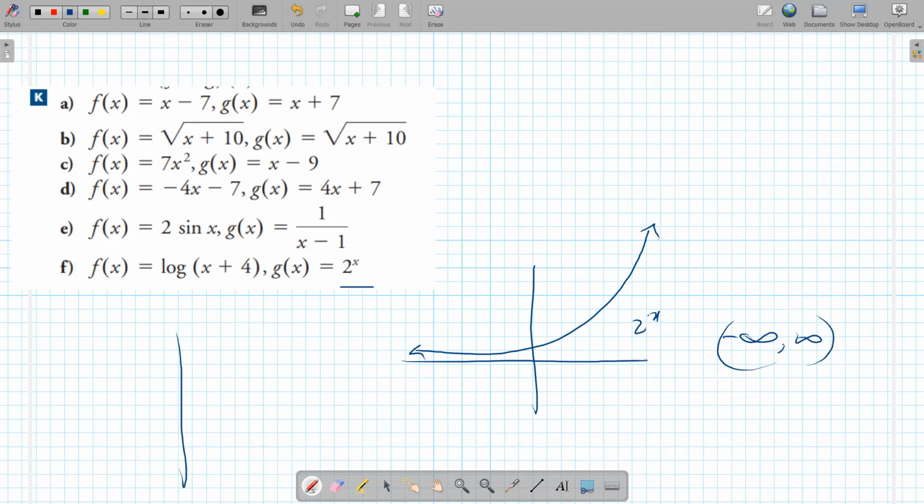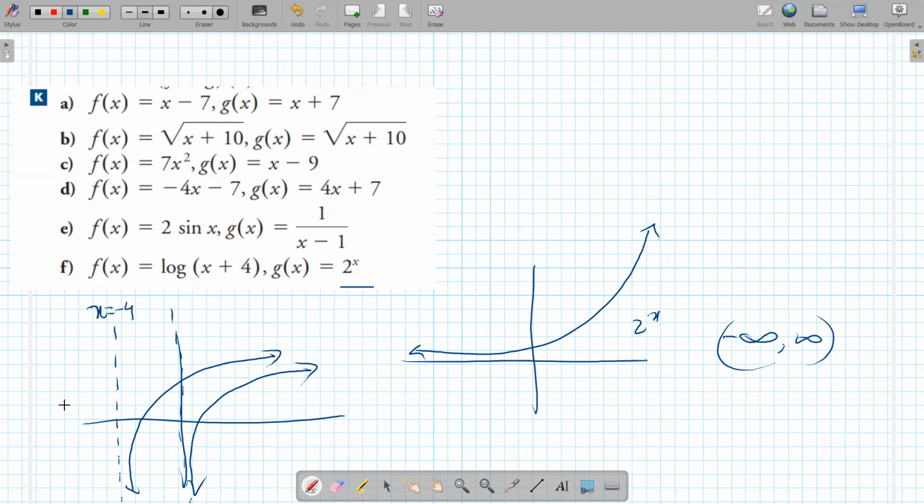Log x plus 4. This is what log looks like, log of x. There's a vertical asymptote right here. The plus 4, does it move it left or right? Left. So it's going to look like this. Now there's the vertical asymptote. Remember, it will never touch the vertical asymptote. X cannot be -4. At x equals -4, there's a vertical asymptote.